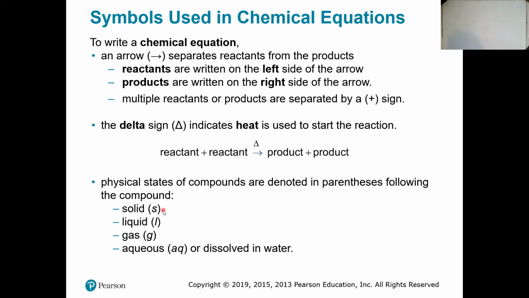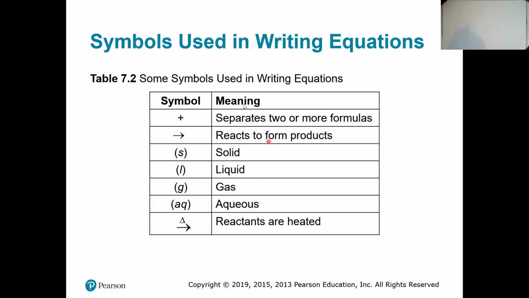So we're going to have an S for solids, an L for liquids, a G for gases. And then when something is dissolved in water, that's going to be called aqueous, and that's going to get an AQ next to it. Okay, this is our summary of our different symbols that we're going to use to write out our reactions. The triangle is called a delta symbol. You only need to use that delta symbol when your reactants are heated for the reaction to occur.